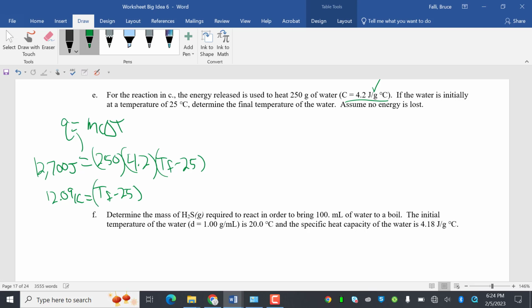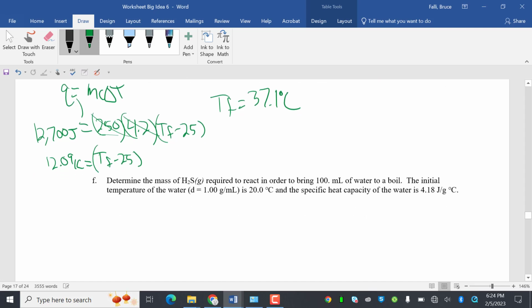Do you see how I divided by this and divided by that? So then I'm going to add 25 to both sides. 12.09 plus 25 is 37.1. T sub F equals 37.1 degrees Celsius.